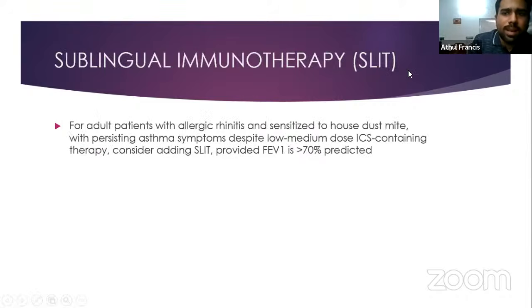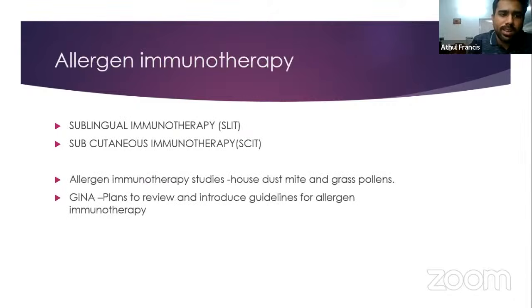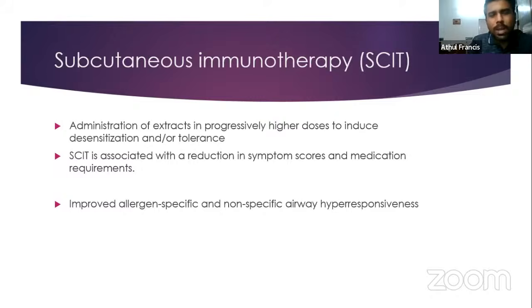Then same thing with sublingual immunotherapy. You give it sublingually, and here it's only for house dust mite, when asthma is persistent despite low to medium dose ICS, and you consider adding SLIT provided FEV1 is greater than 70%. So if someone asks you, immunotherapy is only approved from studies of house dust mite and grass pollens. And the main problem here is it's a very, very long therapy, because you have to understand the particular dose of the antigen to which you are getting tolerance. So you keep on increasing the doses, and at a particular dose you stop treatment. That is one thing which has to be always remembered.